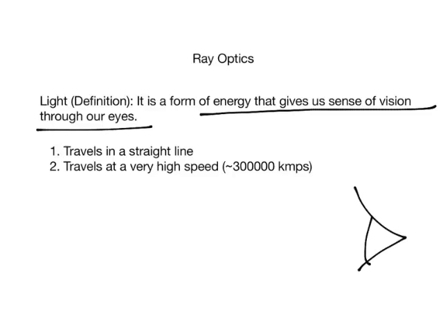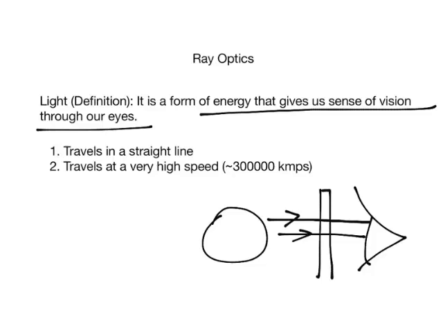So, when we have an object and light from that object enters our eyes, we are able to see the object. But if we keep something, for example a brick, in between the object and our eyes, we are not able to see the object. Why? Because the light can't travel through the brick, and neither can it bend and enter our eyes, because light travels in a straight line. So we are not able to see the object.